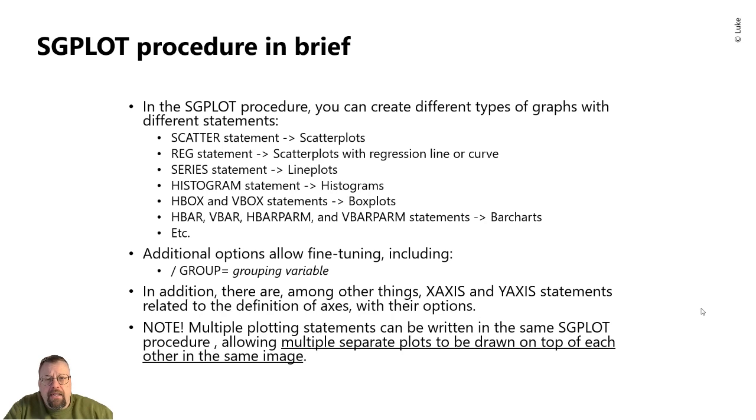And there's all kinds of additional options. One common one is group, that you put, for example, in the scatter statement after a slash, to define a grouping variable. And usually it means that the different groups are presented with different colors or symbols in the graph you create. Then there are axis options, xaxis and yaxis, where you can define different details in the axes and scales and their options.